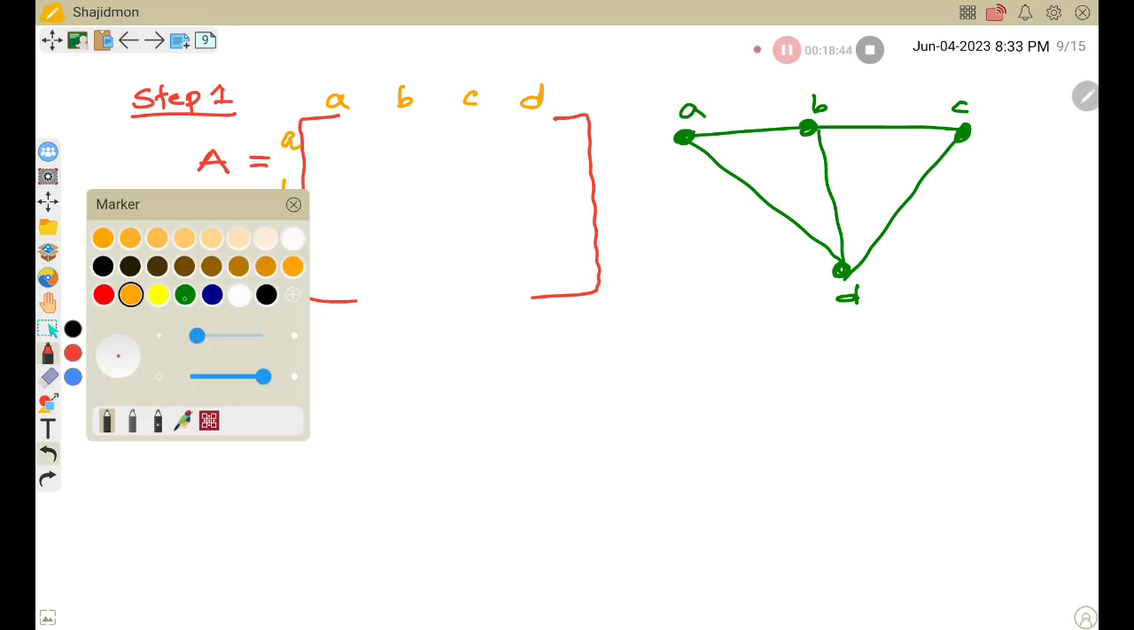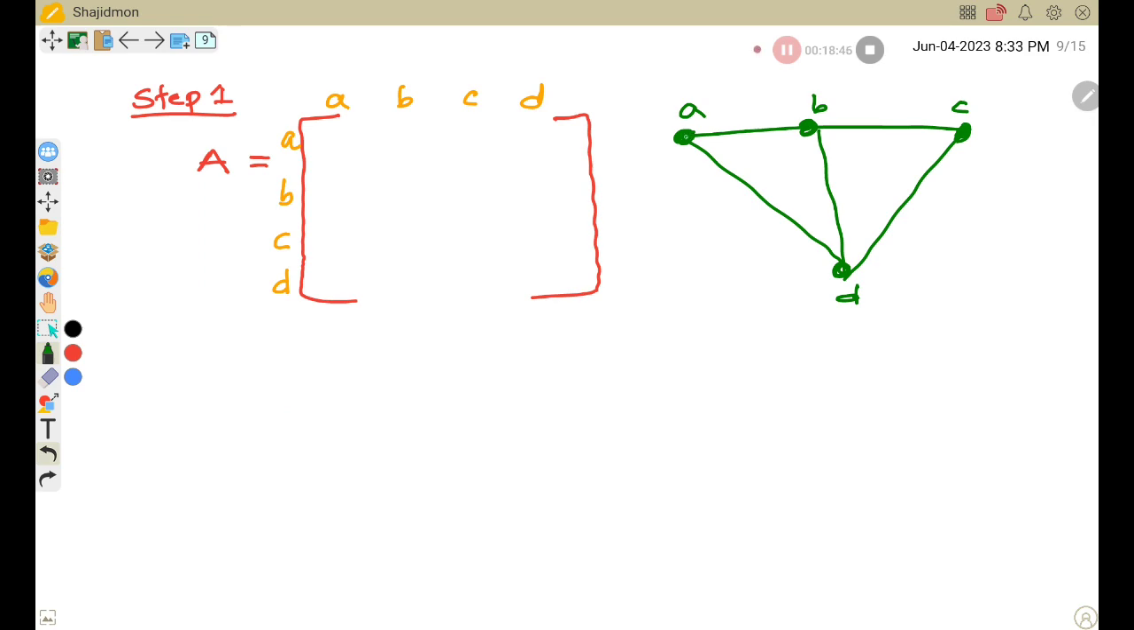So first entry, A to A, correct? What is the number of edges from A to A? That is 0. A to A means it is a loop, and there is no loop there. Now A to B, how many edges are there from A to B? One edge, so we can write 1 here. A to C, there is no direct edge, so 0. A to D, we have one edge here, so we can write 1 here, correct?